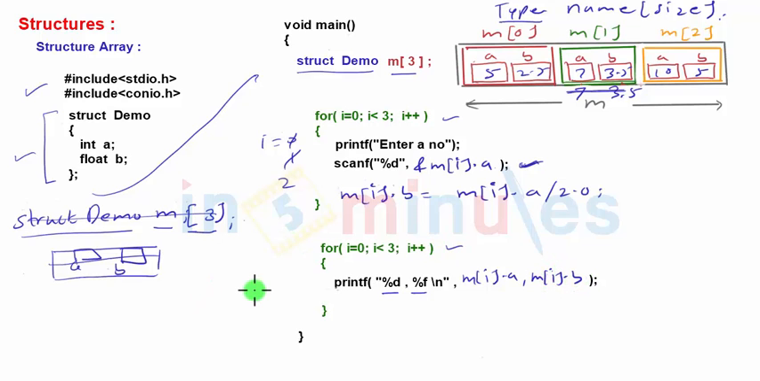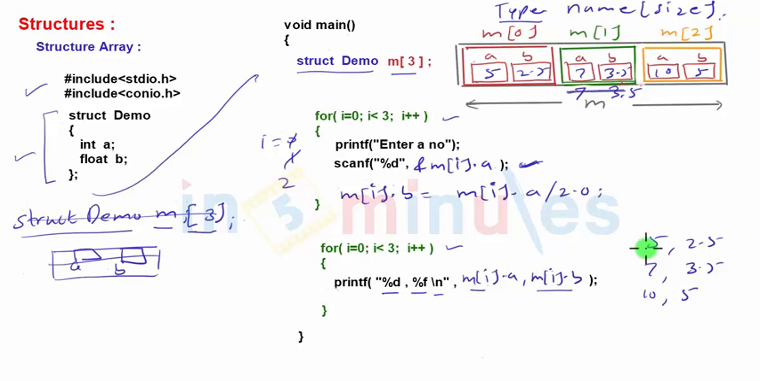So again, as i is 0, we'll output m0.a and m0.b, so the output will be 5, 2.5. Then there will be a new line; i becomes 1, we'll output m1.a and m1.b, so the output will be 7 and 3.5. Then i becomes 2, it will output m2.a and m2.b, which will be 10, 5. So when we want to work with an array of structures, obviously we'll be using normal array syntax and a loop to access elements of the array.